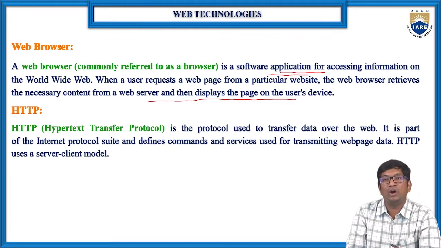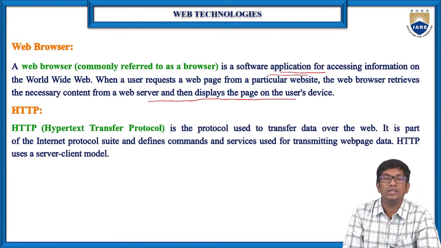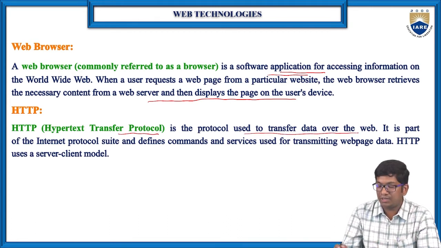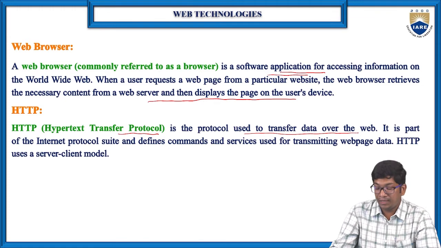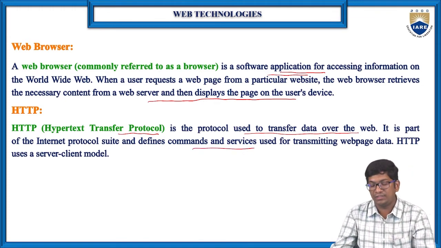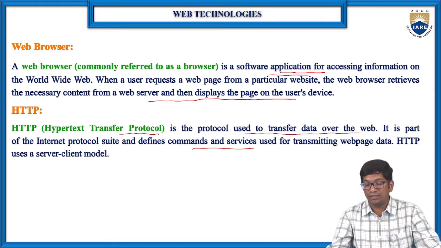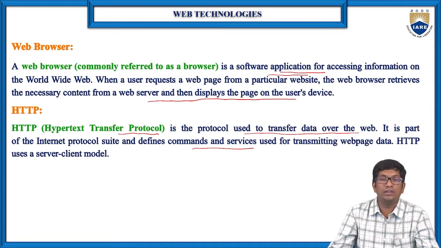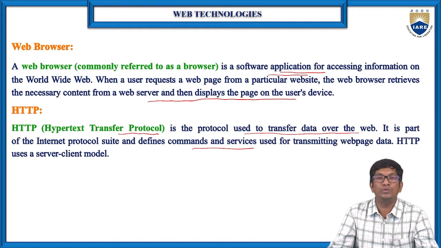Next, HTTP. How are we connecting to the internet? By using HTTP. HTTP is known as Hypertext Transfer Protocol. It is the protocol used to transfer data over the web. It is a part of the Internet Protocol suite and defines commands and services used for transmitting web page data. HTTP uses a server-client model. So if you want to connect to the internet, you have to use Hypertext Transfer Protocol.